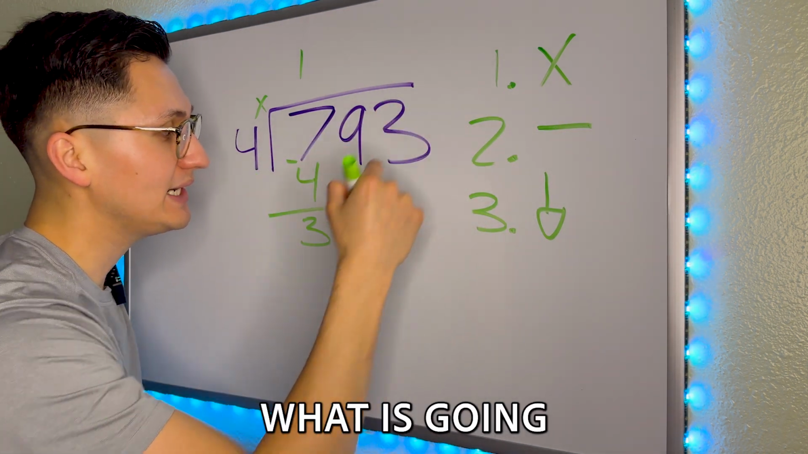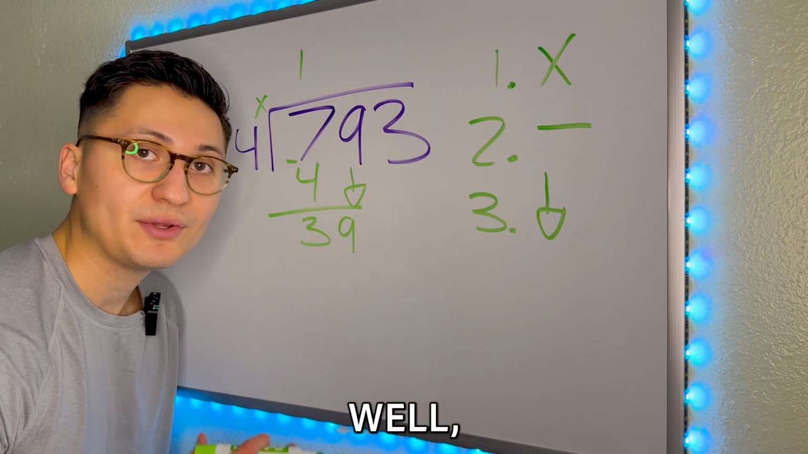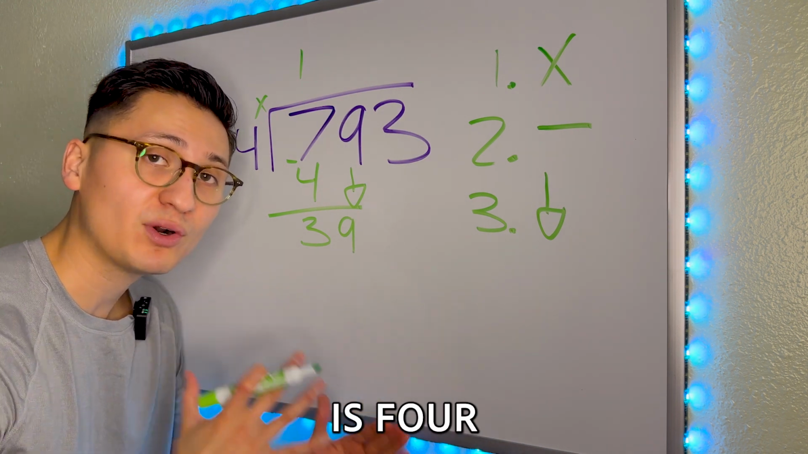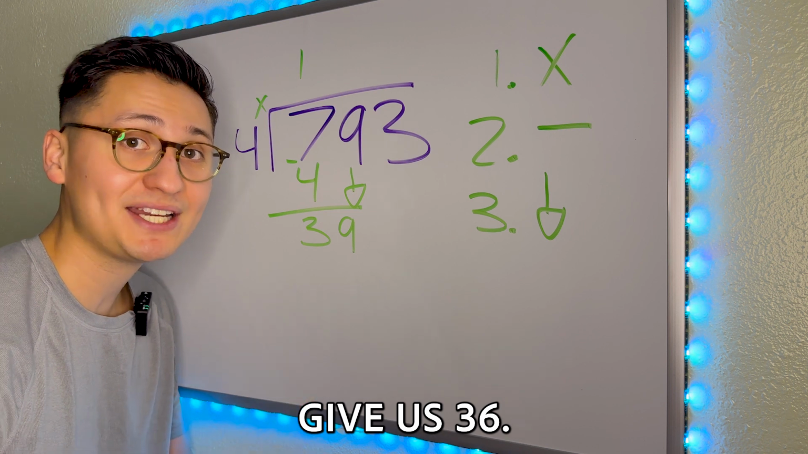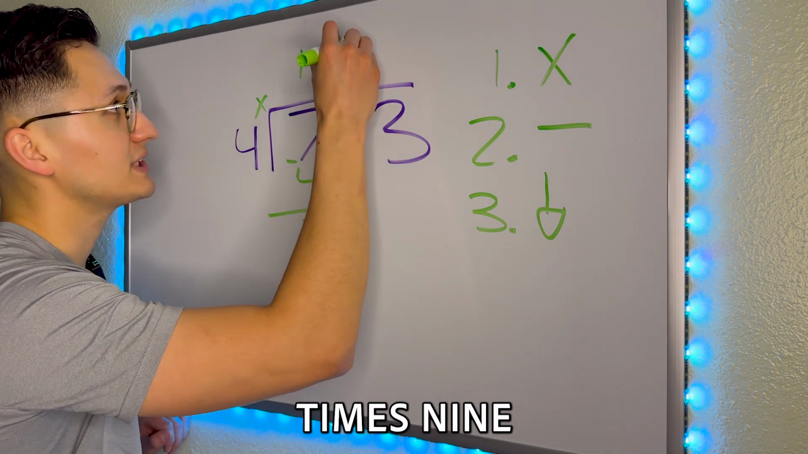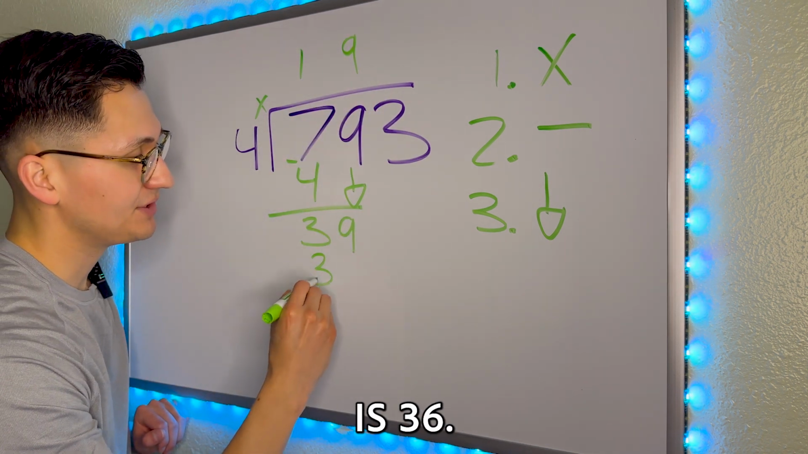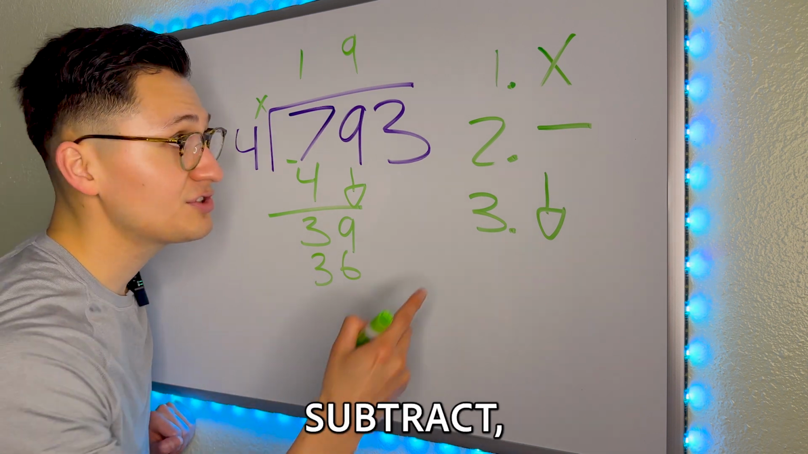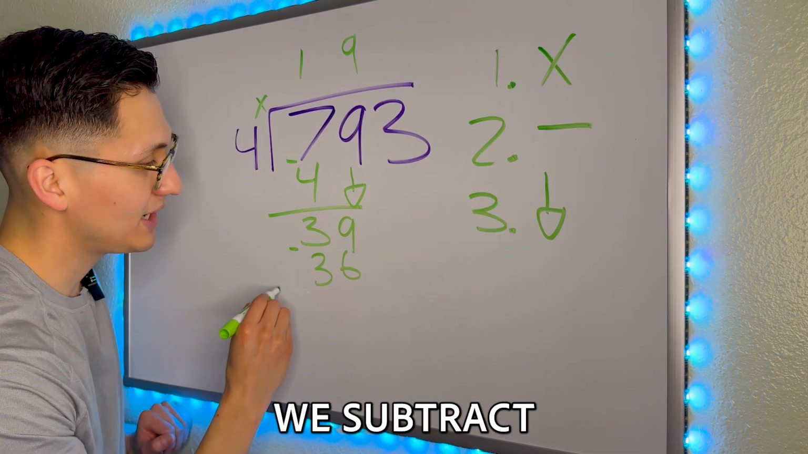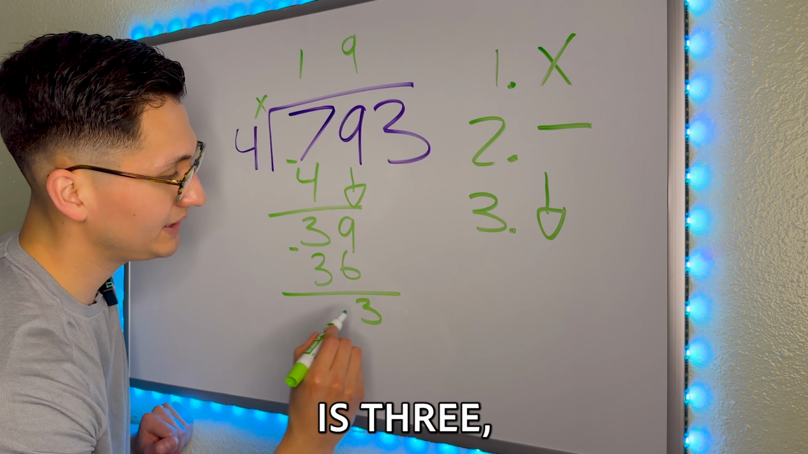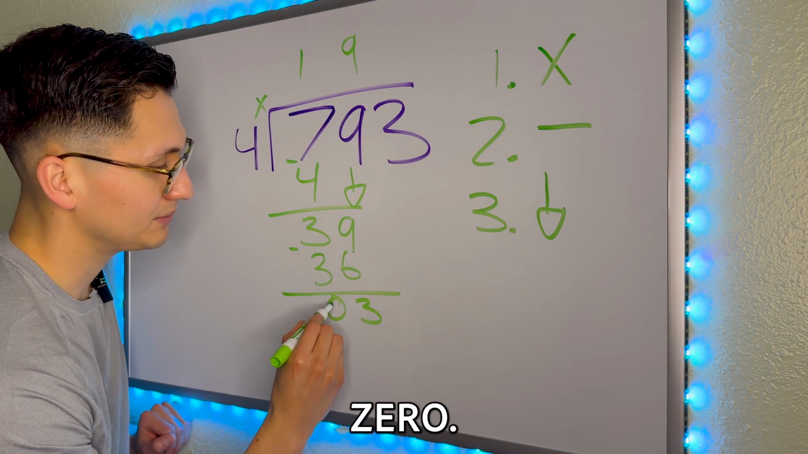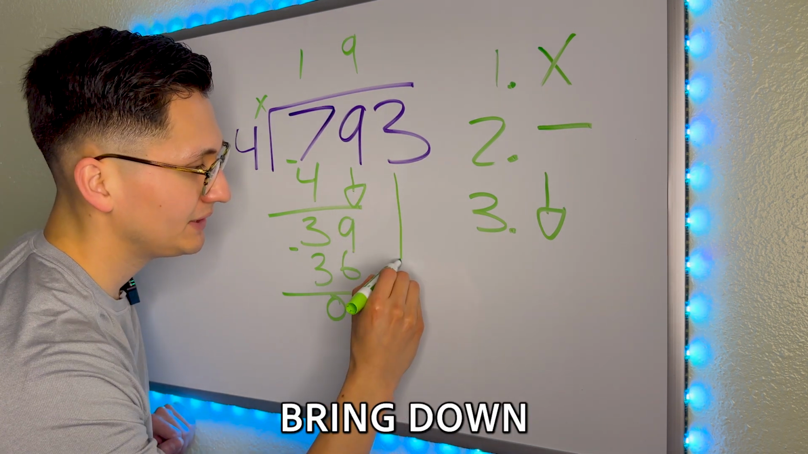4 times what is going to give us 39? Well, the closest that we can get is 4 times 9, which is going to give us 36. So 4 times 9 is 36. Step 2, subtract. We subtract, and 9 minus 6 is 3. 3 minus 3 is 0. Step 3, bring down. We bring down the 3.